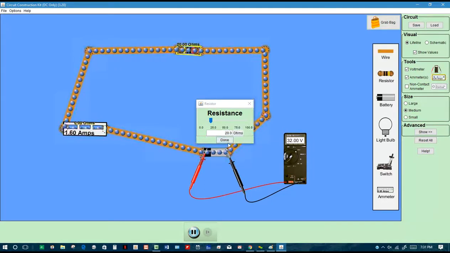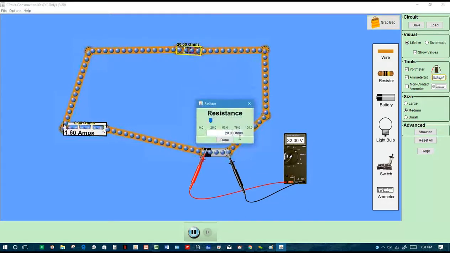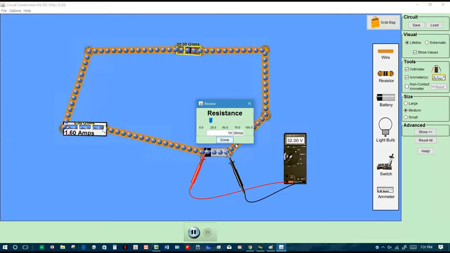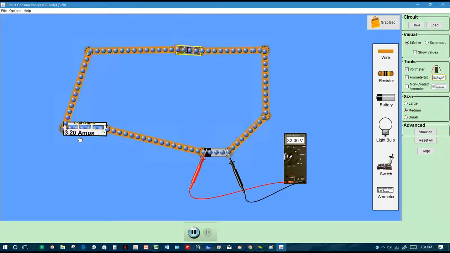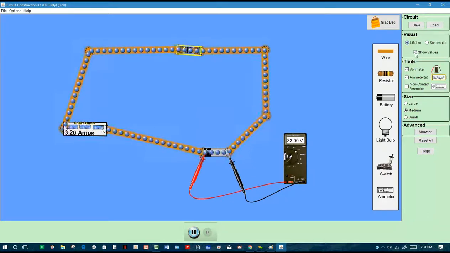So I'm doubling it to a 20 ohm resistor, and what do we get? Oops, all right, that didn't work. Try again. Oh, I'm sorry, I take it back. We were originally at 3.2 amps in our last iteration. And let me put these values back.